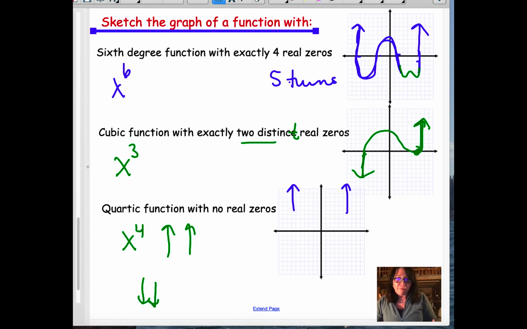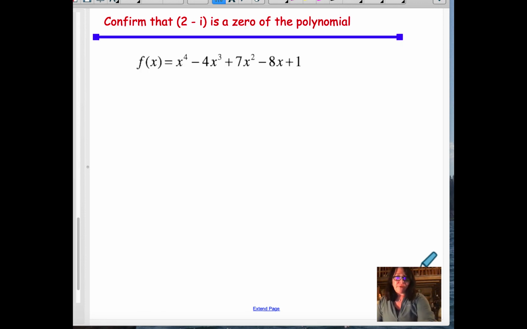So what my graph could possibly look like is, I've got a quartic, which means I have 3 terms. 1, 2, 3. 3 terms, there's my graph. Doesn't cross the x-axis, I have no real zeros.